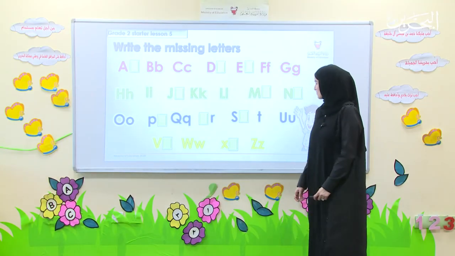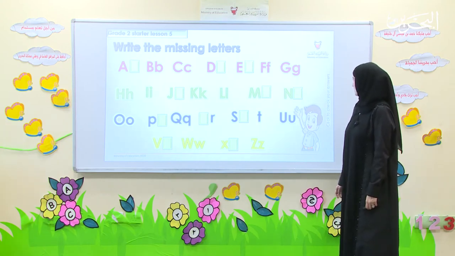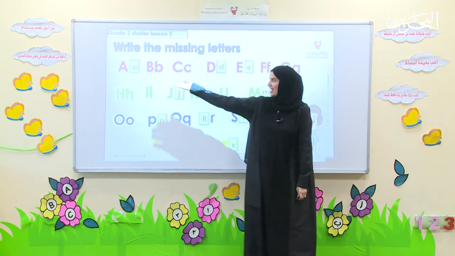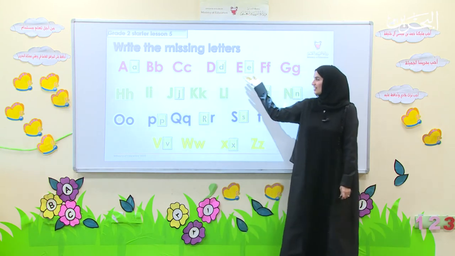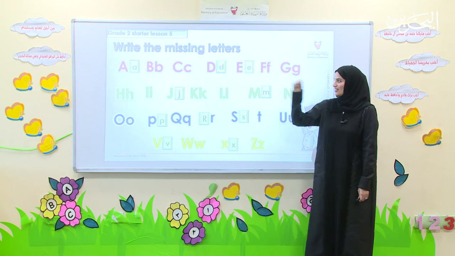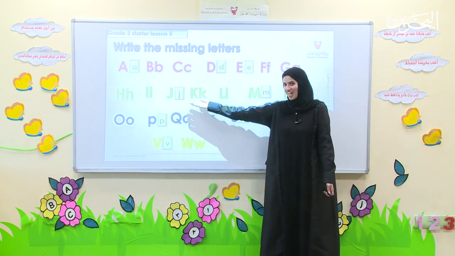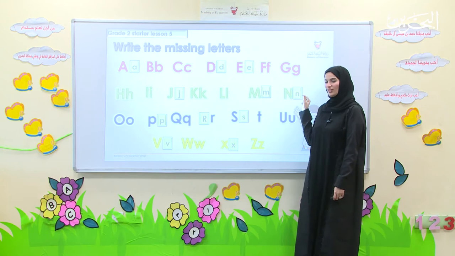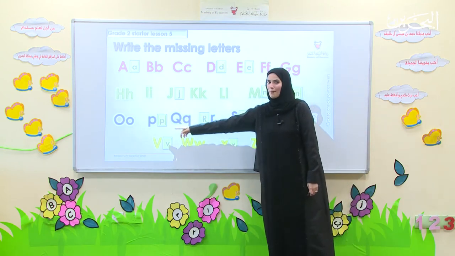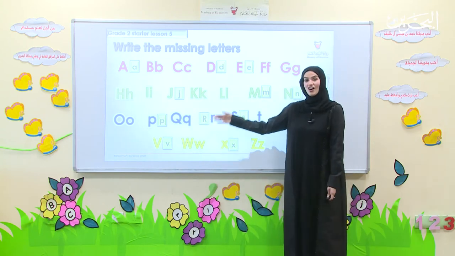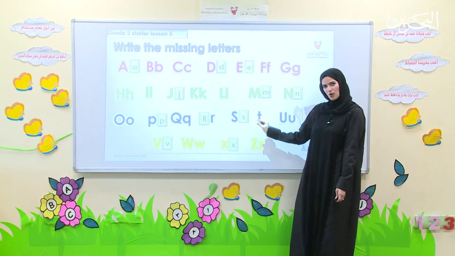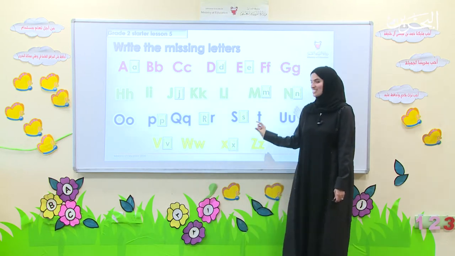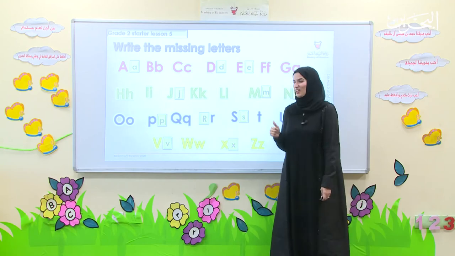Are you ready to check the answers? Come on, let's see. A small letter, D small letter, E small letter, and what is this? What's this? J small letter, good job. M small letter, N small letter, altogether, P small letter, R capital letter, S small letter, and we've got two more, V small letter, and X small letter. You did a great job.